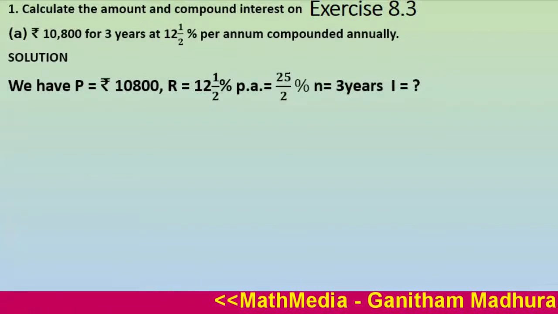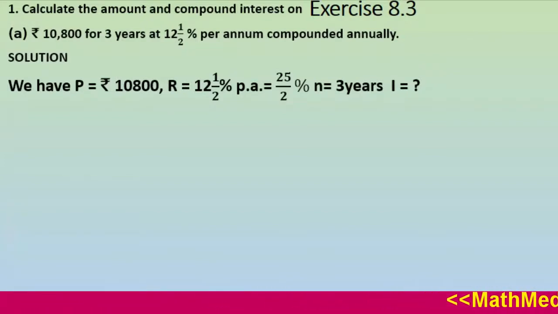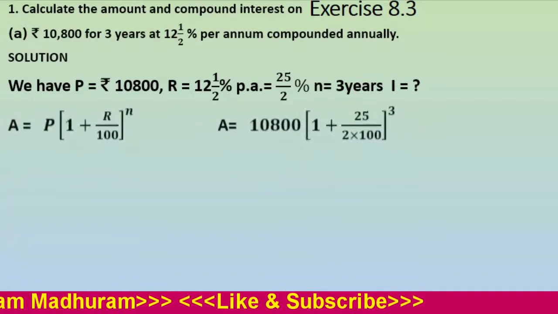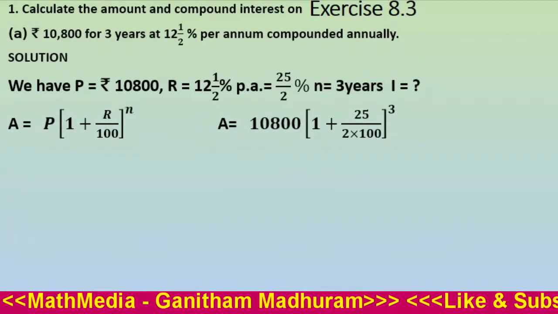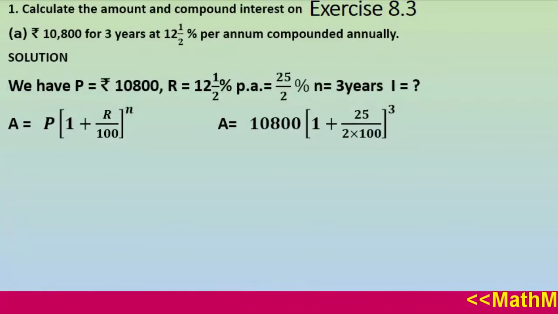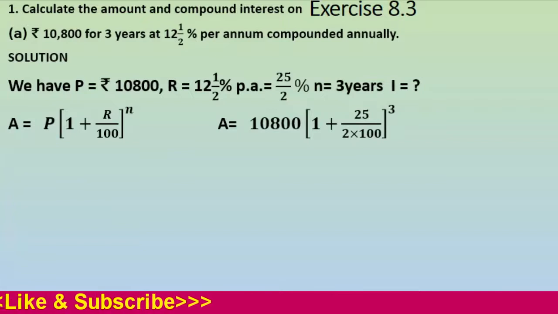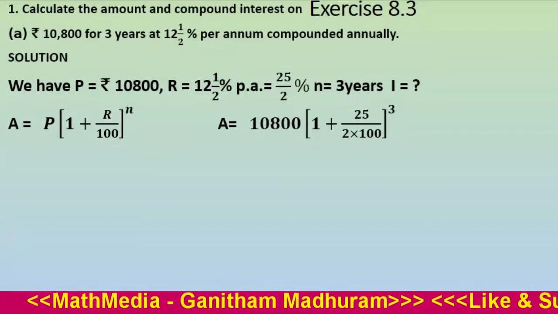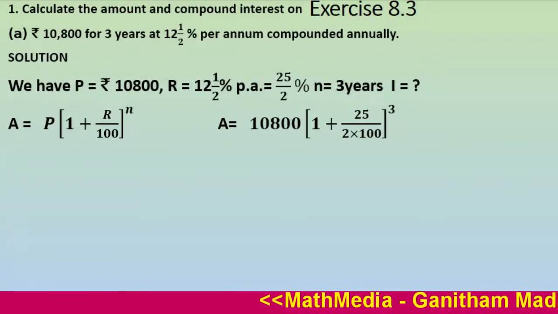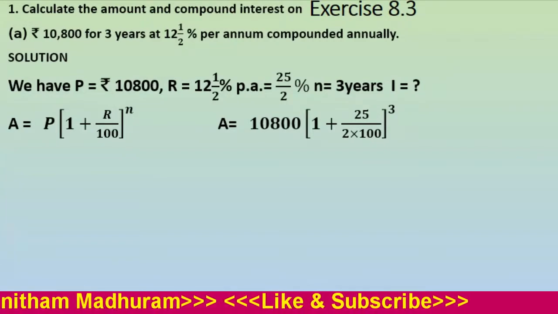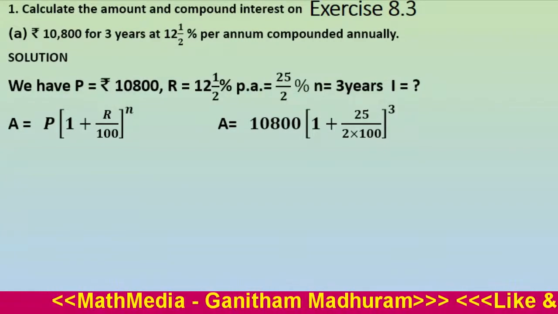So children, do you remember the formula of compound interest? That is A equal to P into (1 plus R upon 100) whole raised to N. This is the formula to find the compound interest. Here amount A equal to P into (1 plus R upon 100) raised to N. Now you have to substitute the values over here.